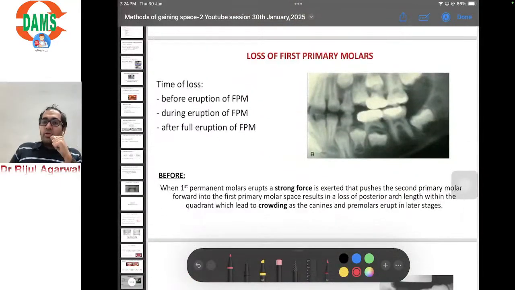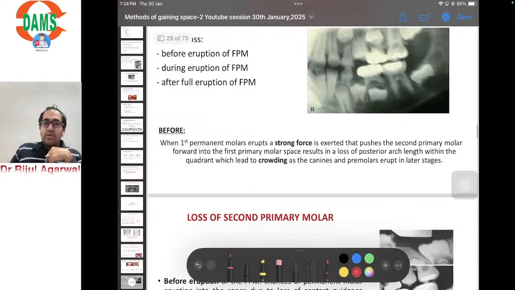Next is the loss of first primary molars, or the D. Time of loss can be before eruption, during the eruption, or after full eruption of the first permanent molars. In the first scenario, before the eruption of the permanent first molar, what will happen? There is a tendency for a strong force to push the second primary molar, that is the E, forward into the first primary molar space, resulting in the loss of posterior arch length within the quadrant, leading to crowding as the canines and premolars erupt in later stages.